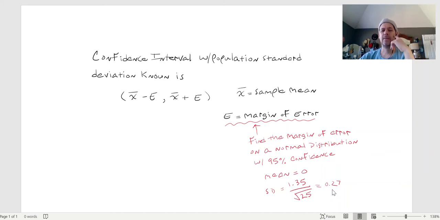Okay, now, so there's two numbers we're going to have to use StatCrunch to find. One is the sample mean, and the other is this margin of error. But let's take one at a time. Let's find the sample mean first.